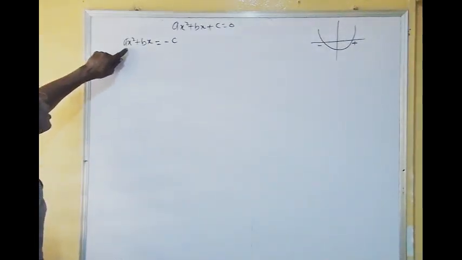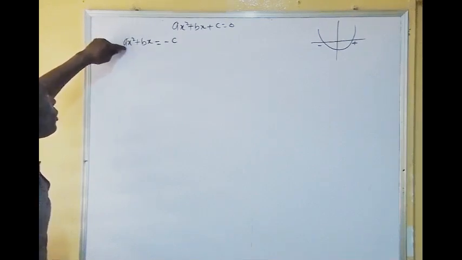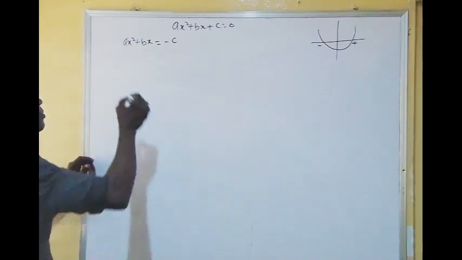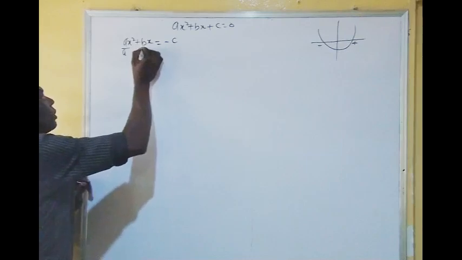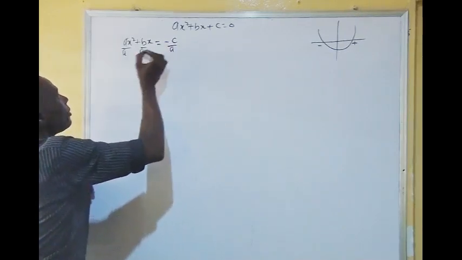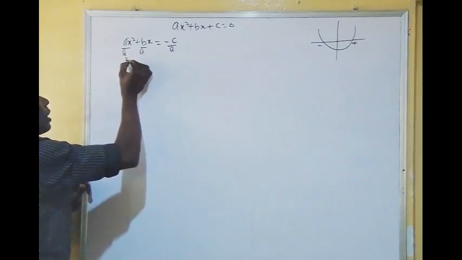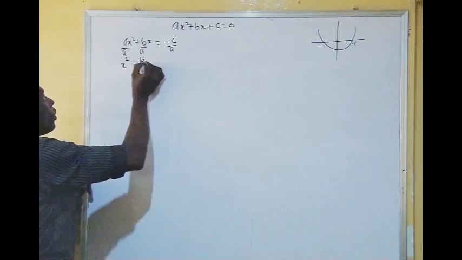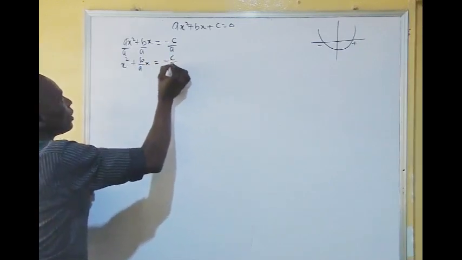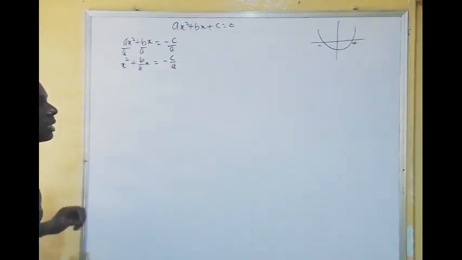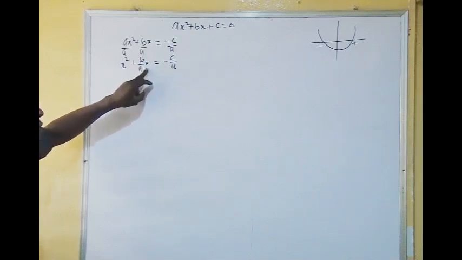The next thing is to ensure that whatever number is attached to x squared, we remove it, and that can only be done by dividing through by the coefficient of x squared. So divide everything through by a. If that is done, this expression will become x squared plus b over a x is equal to minus c over a.